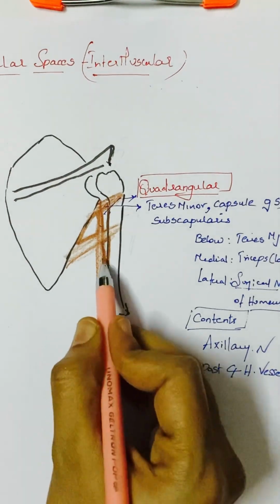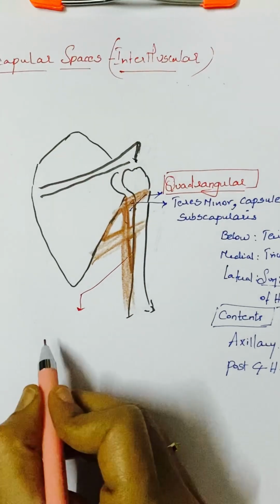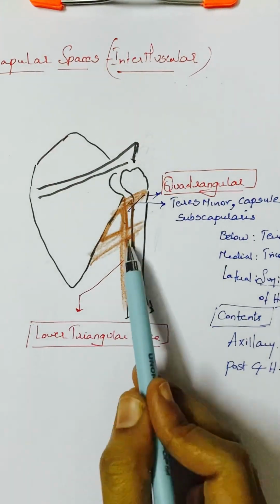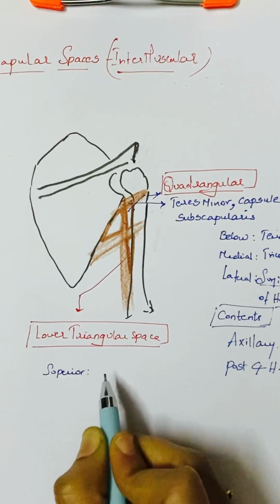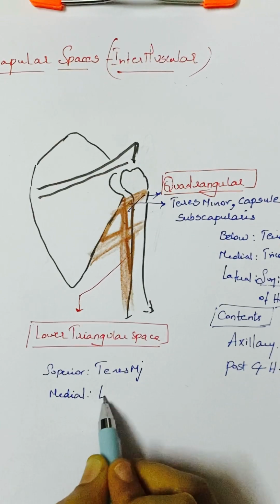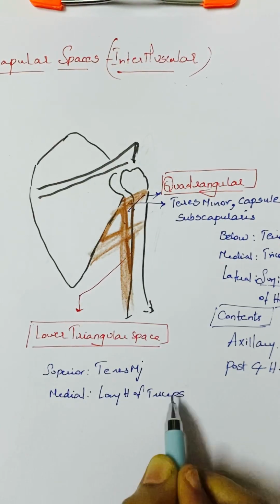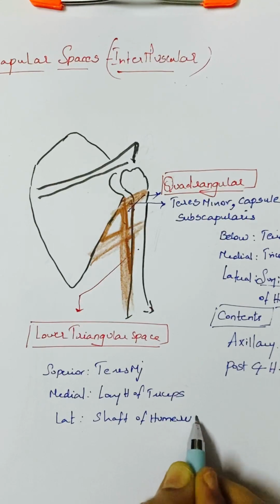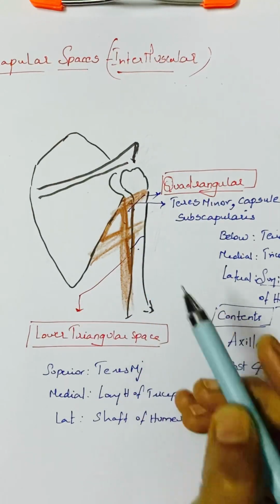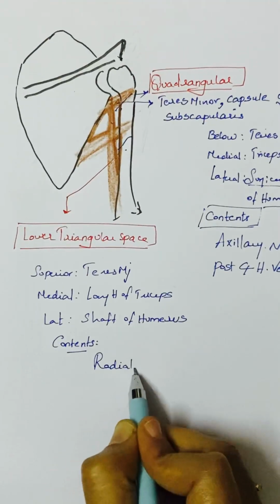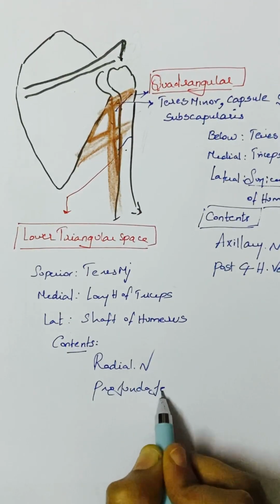Now moving on to the lower triangular space. It is bounded superiorly by teres major, medially by the long head of triceps, and laterally by the shaft of the humerus. Here it is more related to the spiral groove present in the shaft. So the contents are radial nerve and profunda brachii vessels.